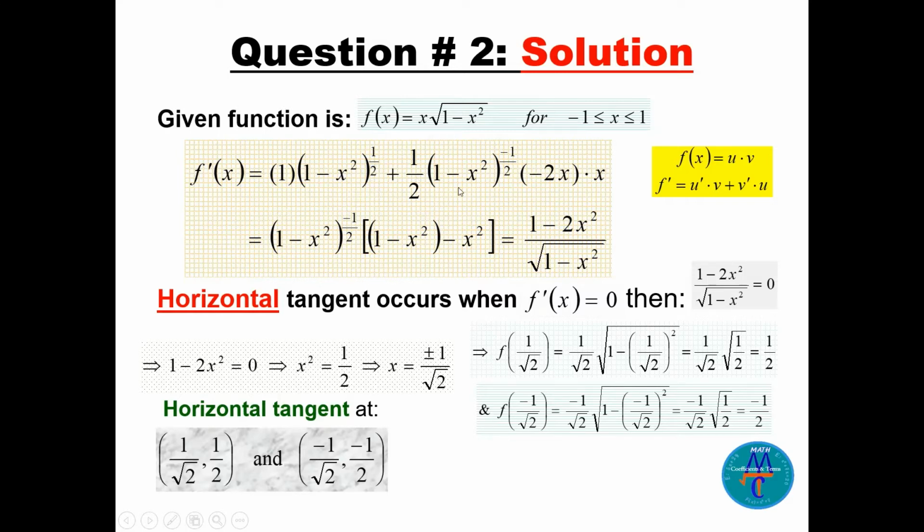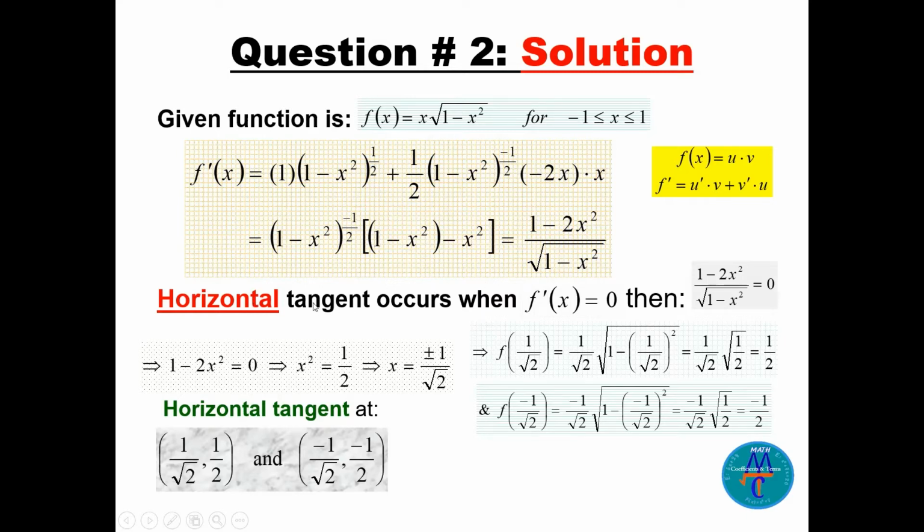And the 2 will be cancelled. Minus x times x will be minus x squared. Simplify inside the brackets. You get 1 minus 2x squared divided by the square root of 1 minus x squared, because this is minus half, it becomes a square root in the denominator.